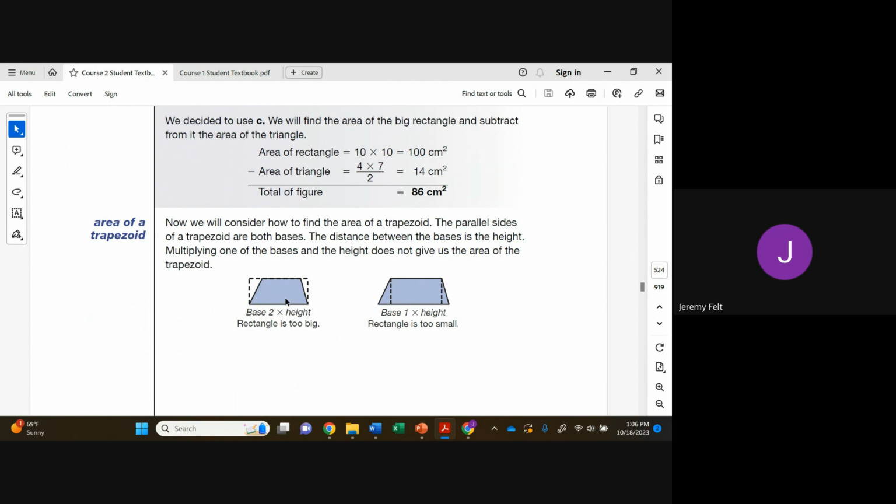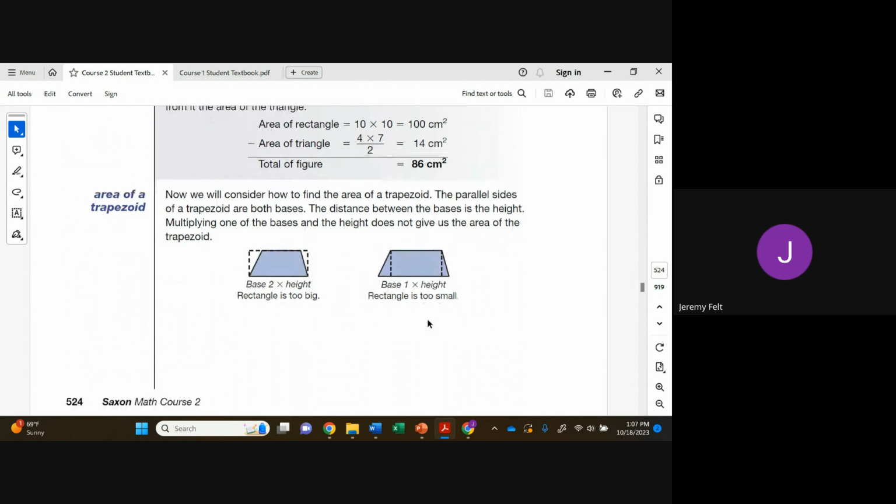If we did this base times this height, this would be our area, which is too large. If we did this base right here times this height, it wouldn't be enough. So we're going to have a rectangle that's too large and one that's too small. So how do we find it? It's going to be somewhere in the middle.